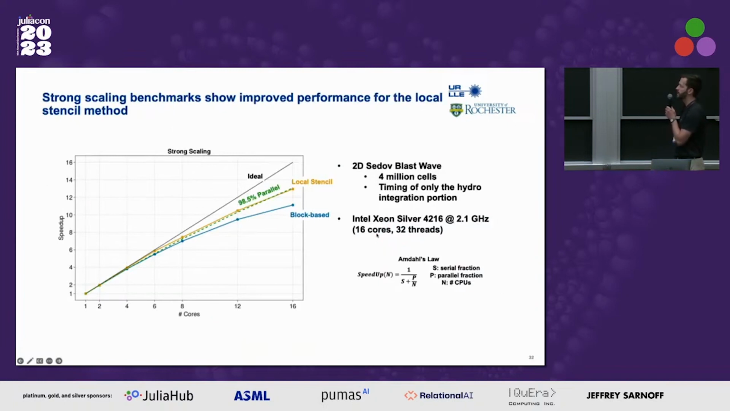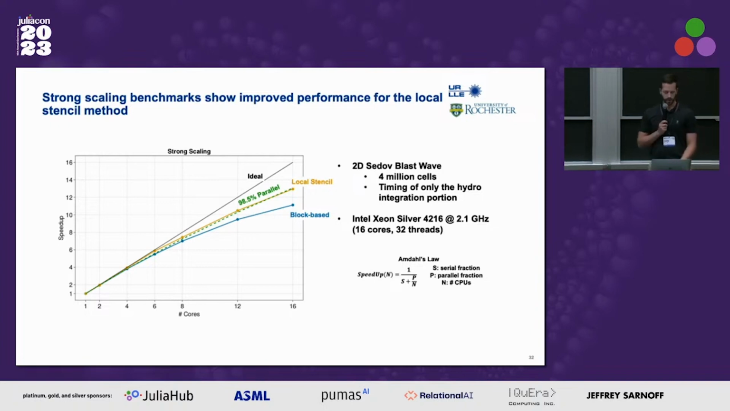Strong scaling benchmarks show improved performance for the local stencil method. This is a fully integrated test where we're doing a blast wave. You just think of a square domain. You dump a bunch of energy in the middle and it creates a blast wave. About 4 million cells, and the timing I'm showing is only from the hydrodynamics portion. The machine I ran this on has 16 cores. Once you go above the number of cores, if you're trying to use hyperthreading, you're not going to get any advantage.